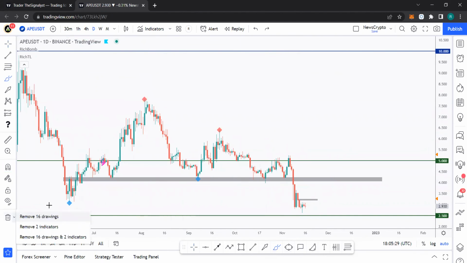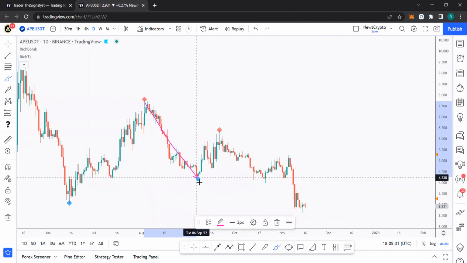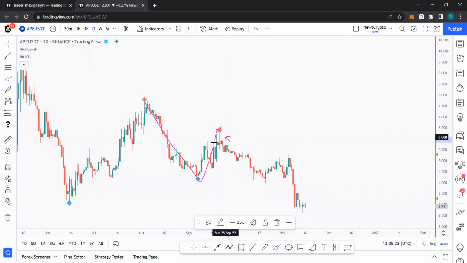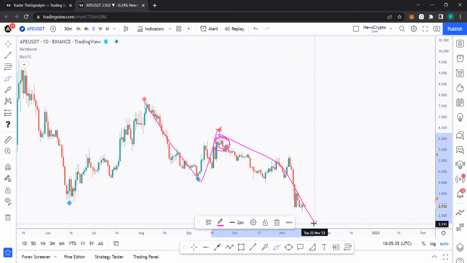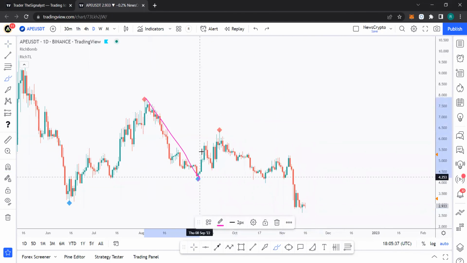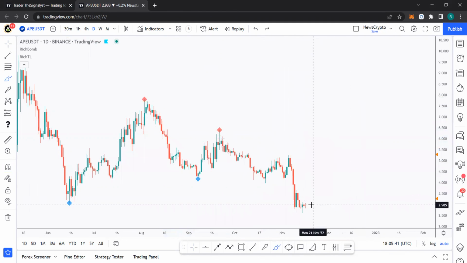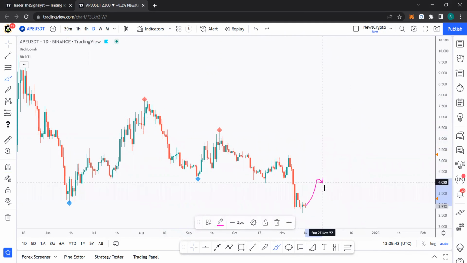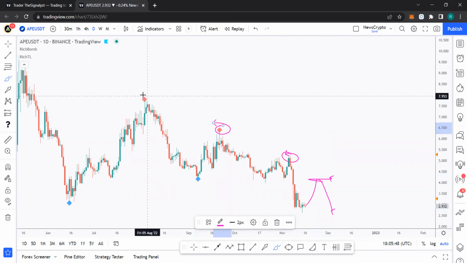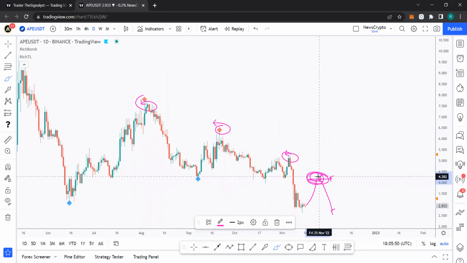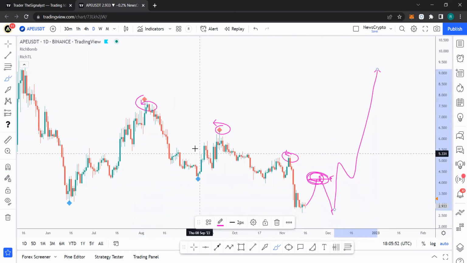Look at this. If you delete everything, you can clearly see it: impulse, correction. So you don't want to buy a correction and then get stuck inside this big impulse, right? So impulse, correction, and this is our last major high. Now we're expecting a small correction, maybe another high. This would be our last major high, and if we break it upward, it will be bullish.